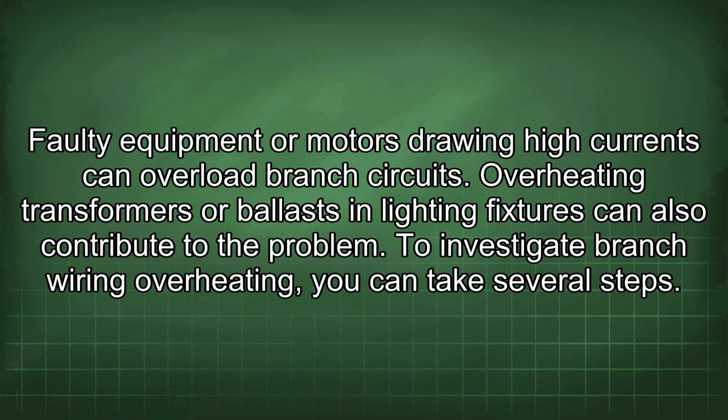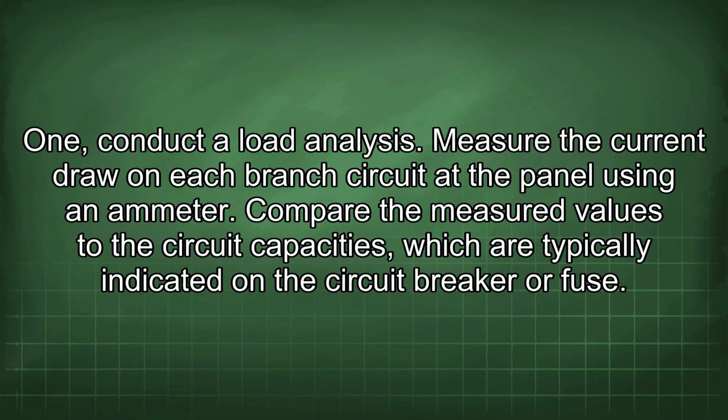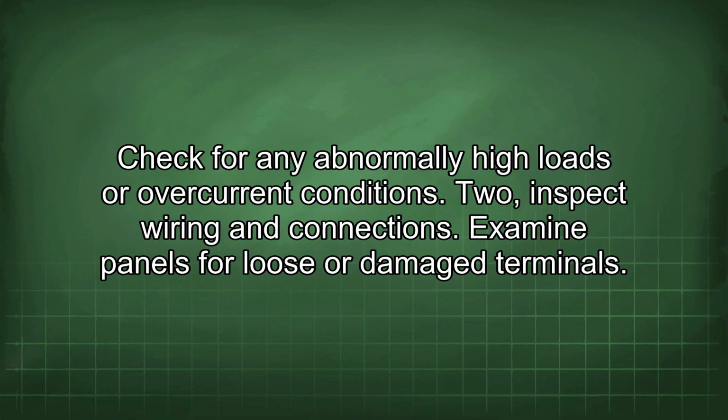To investigate branch wiring overheating, you can take several steps. 1. Conduct a load analysis. Measure the current drawn on each branch circuit at the panel using an ammeter. Compare the measured values to the circuit capacities, which are typically indicated on the circuit breaker or fuse. Check for any abnormally high loads or overcurrent conditions.